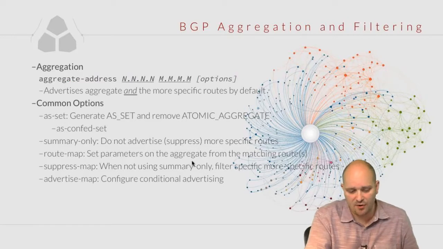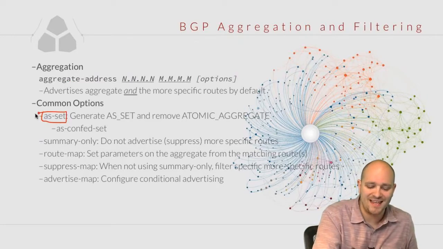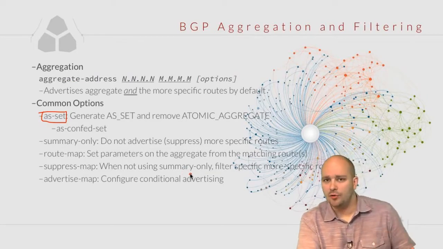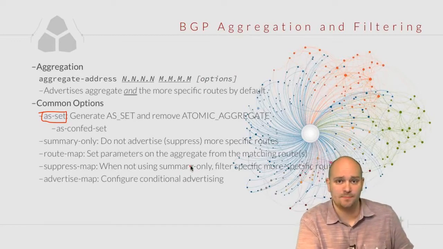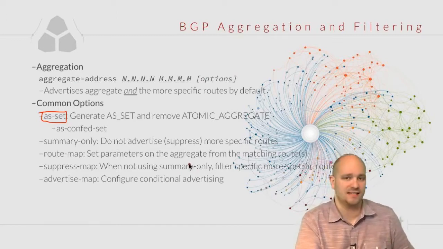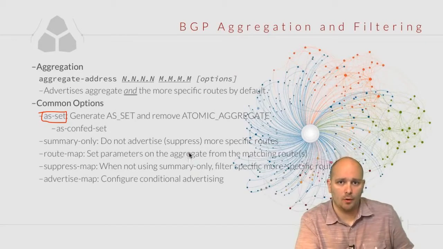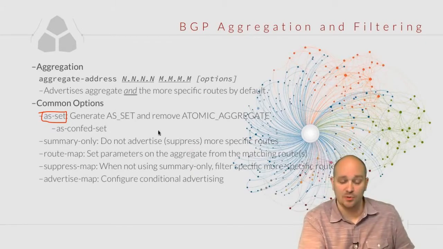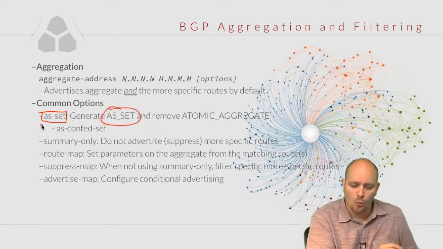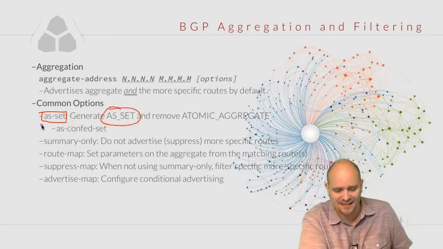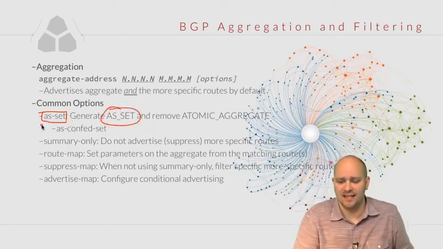Another option that is very, very common is to use the AS set attribute. You remember when we talked about the AS path attribute that it has two components: the ordered component, which is the AS sequence, and also the unordered one, which is the AS set. Now, why is this AS set used?